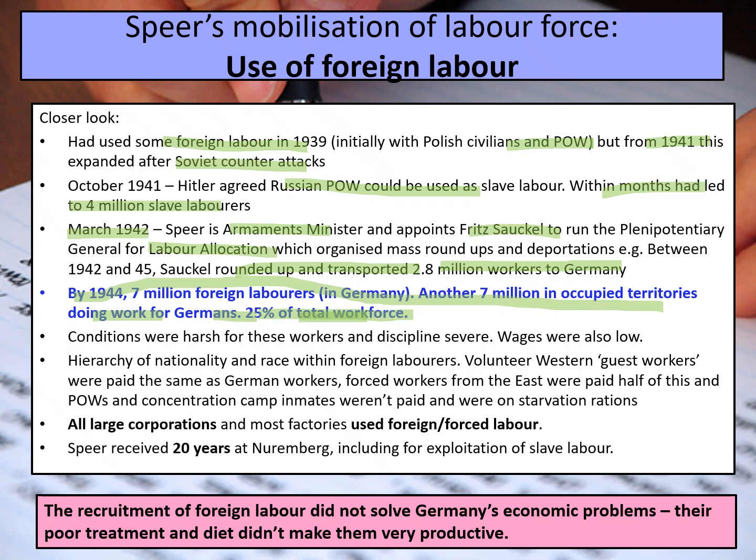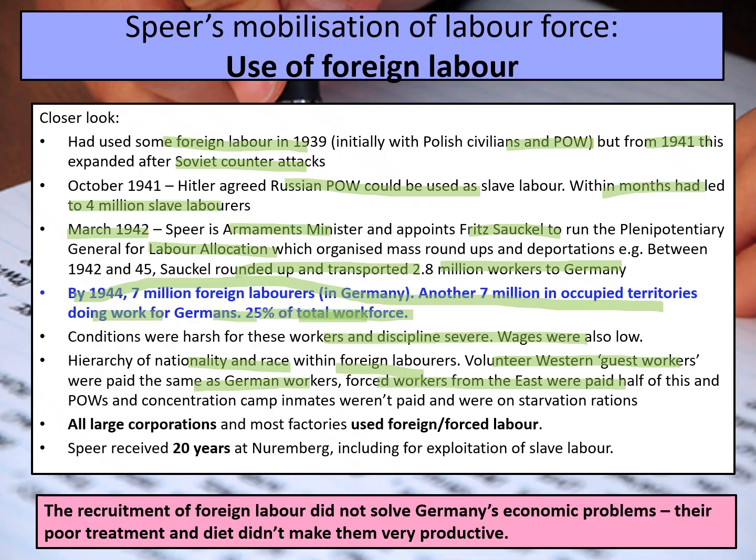Now, the conditions for these foreign labourers were absolutely awful. Conditions were harsh, discipline was severe, and wages were also low. They also had a hierarchy of nationality and race within foreign labourers, with some treated better than others. The so-called volunteer Western guest workers, who obviously were still forced into this, were paid generally almost equal, or equal in some cases, to German workers.